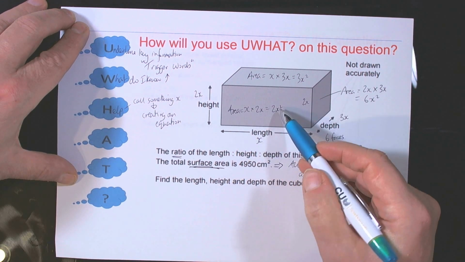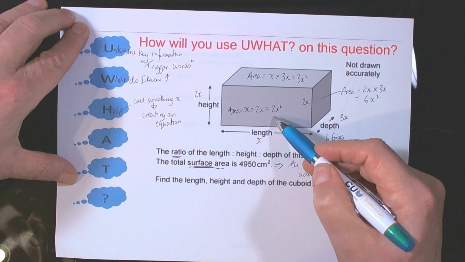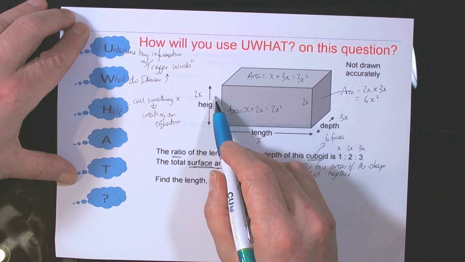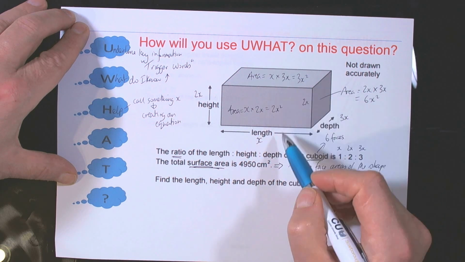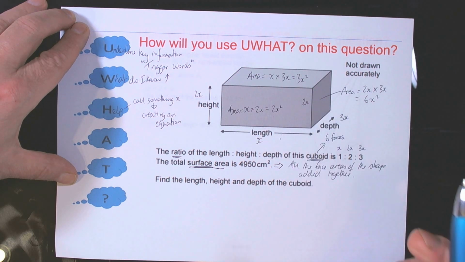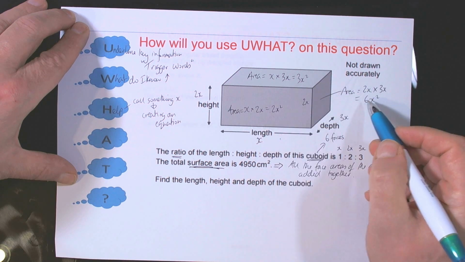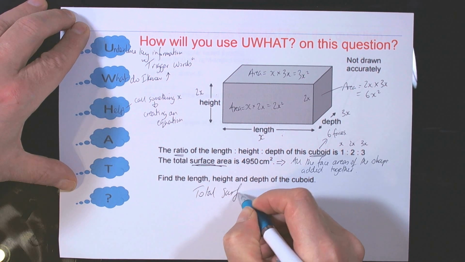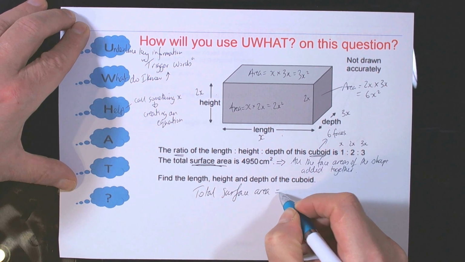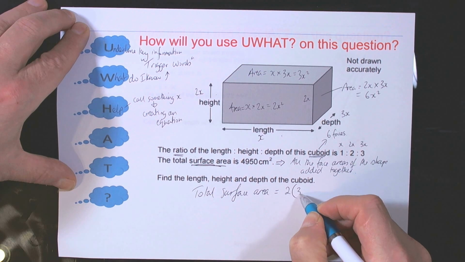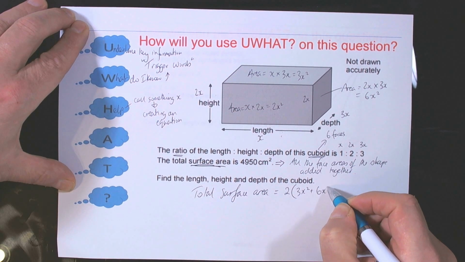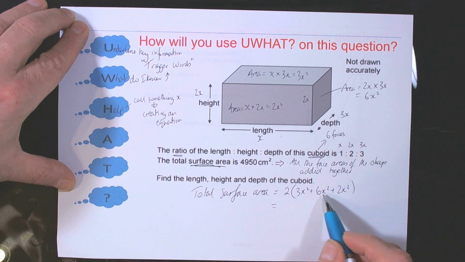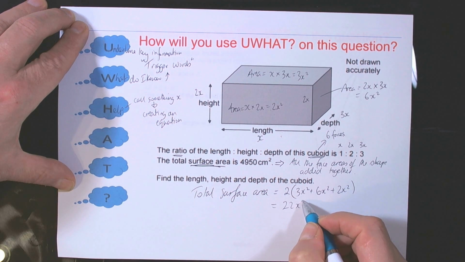And we know from the way cuboids work that the front area here is the same as the back area. The side area here is the same as the other side area, the opposite side, and the top and bottom are both opposite rectangles the same. So if we work out what these add up to and double it, that'll tell us the total surface area. So the total surface area is equal to twice 3x squared plus 6x squared plus 2x squared, 3, 9, 11, so 22x squared.